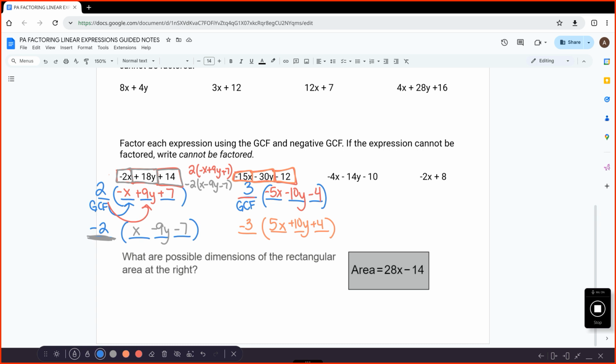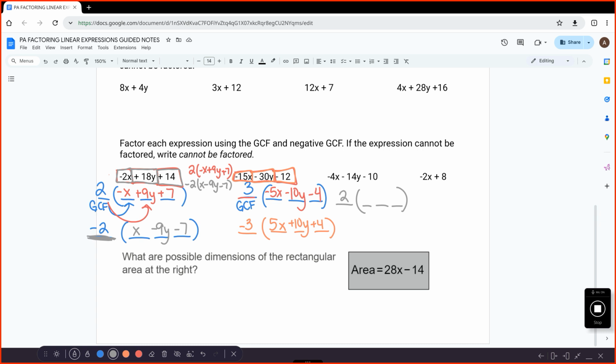All right, for our next example, we're going to start with our GCF again, and we have 3 terms inside the parentheses. So the greatest common factor between negative 4, negative 14, and negative 10, so the biggest number that you can divide all 3 of those by, is in fact 2.